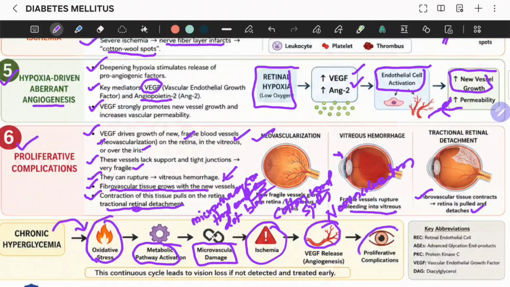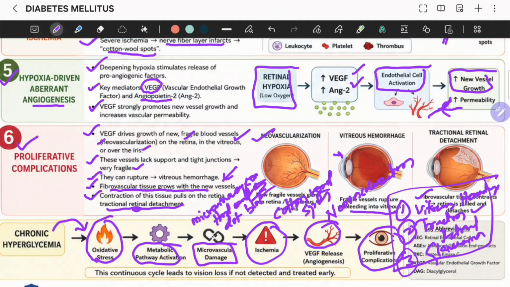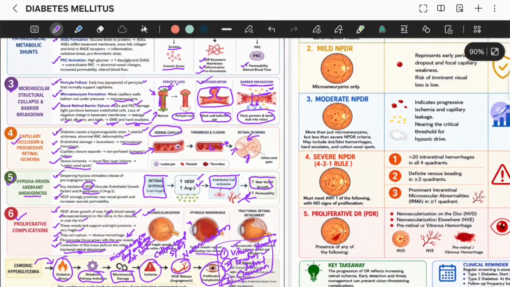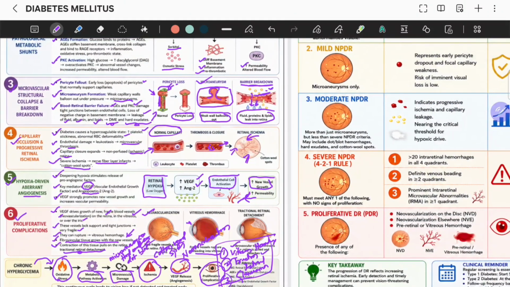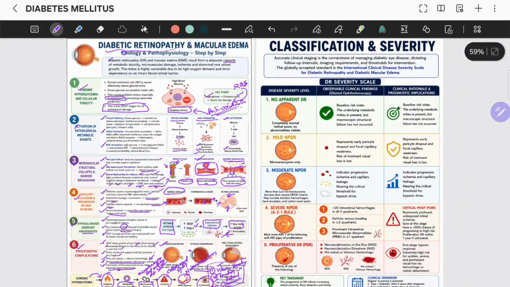Then there will be proliferative complications. There are three main proliferative complications. Number one is vitreous hemorrhage, massive vitreous hemorrhage. Number two is tractional retinal detachment. Number three is glaucoma, acute angle closure glaucoma. These three are vision threatening complications which occur in patients with diabetes. So that's about the step by step pathological features of diabetic retinopathy as well as macular edema.